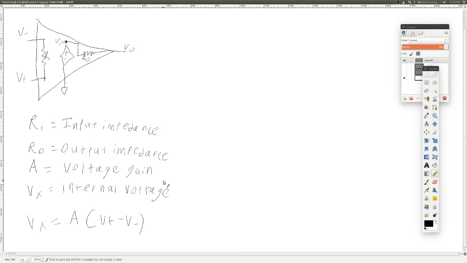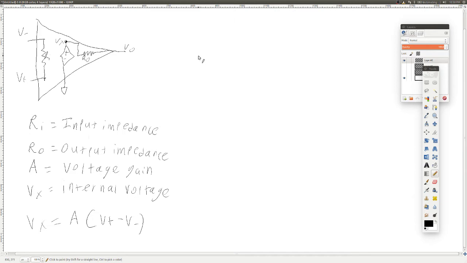So what does all of this mean? Input impedance is the impedance that we encounter if a current or a signal is moving inwards, and it experiences some kind of impedance along the path as it moves from V minus to V plus. So that's the input impedance. The output impedance is the impedance that the signal moving out of the op-amp experiences. Voltage gain, as we discussed, is a fundamental property in terms of amplification, and Vx is our internal voltage, as we just discussed as well.